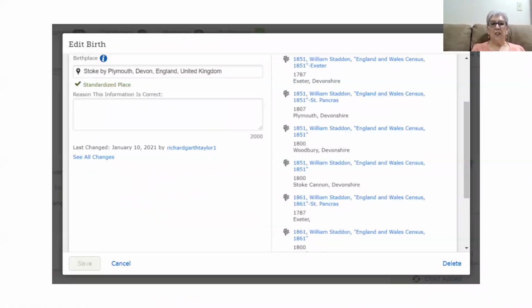So then I went to the birth. If you go to birth and just go to edit, it shows you the places that have been tagged as the birth of William Stadton. So we have a whole range of birthplaces here: Exeter, Plymouth, Woodbury, Stoke Cannon, Exeter again. So yeah, there's definitely something wrong here. Now, if you remember, on the 1851 census that we decided was actually Charlotte's, he was born in Stoke Cannon. And so that fourth one down is probably the correct one.